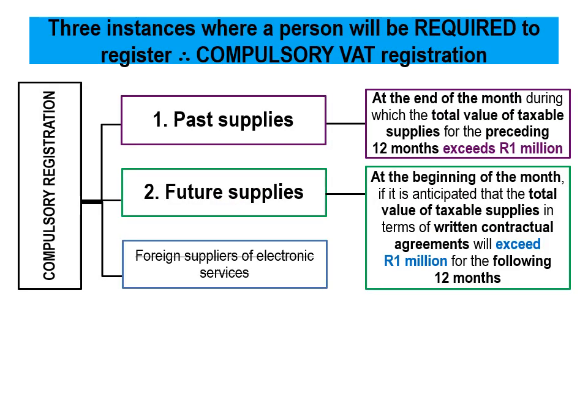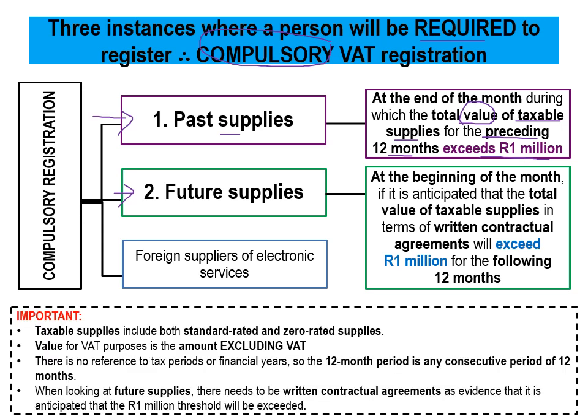Now, there are three instances where a person will be required to register as a VAT vendor. In other words, where there's compulsory VAT registration. For our purposes, we're only going to focus on the first two. Foreign suppliers of electronic services is something that is done a bit later in your academic journey. Okay, so let's look at the first instance, past supplies. You will be obliged to register as a VAT vendor at the end of the month during which the total value of taxable supplies for the preceding 12 months exceed 1 million rand.